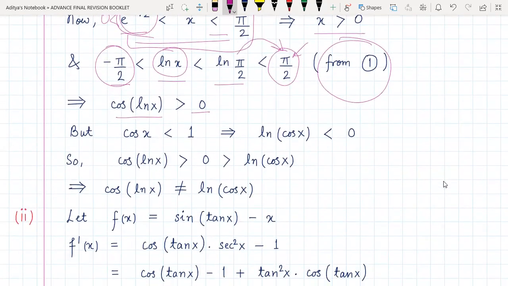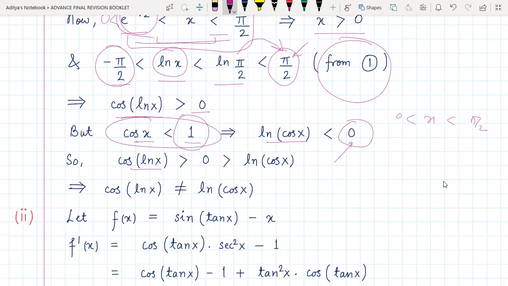But the thing is that in the given interval, since we have seen that x lies from 0 to pi by 2, cosine would obviously be positive and less than 1. So the logarithm of it, if I take ln both sides, would be less than ln of 1, which is 0.